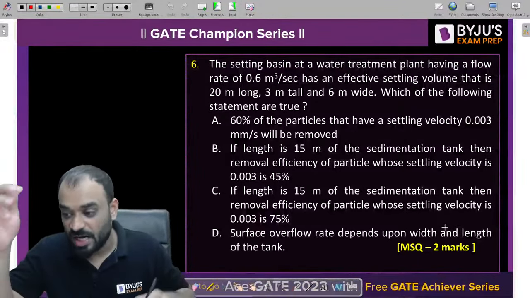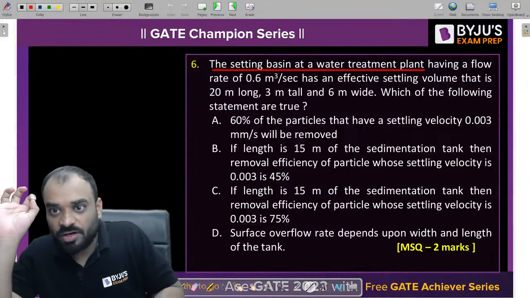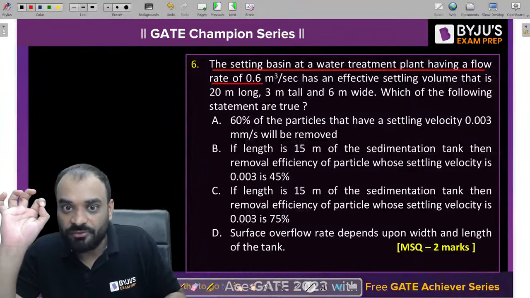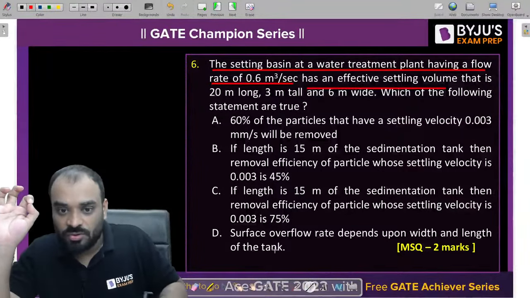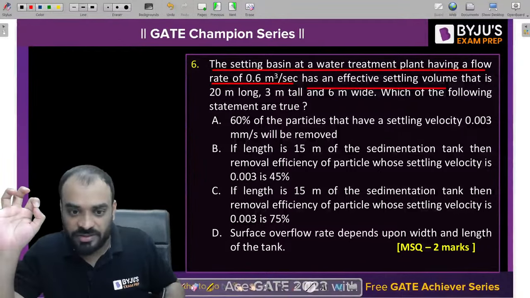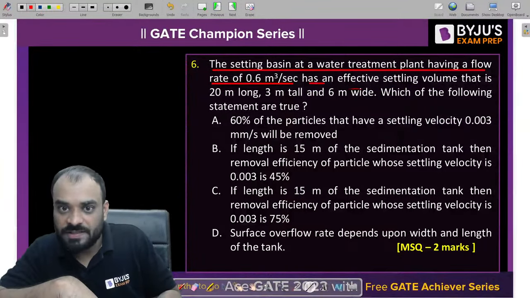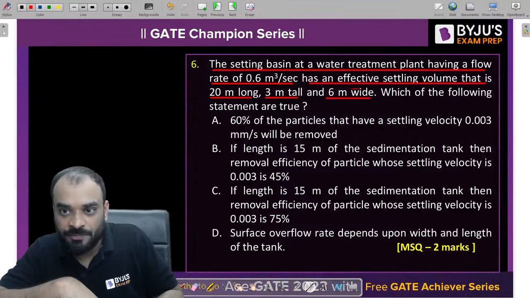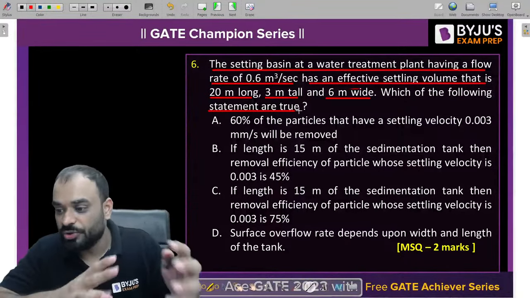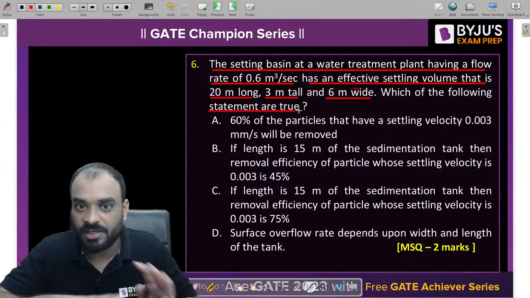So let's understand, guys, how we can solve such type of question. The settling basin at a water treatment plant has a flow rate of 0.6 meter cube per second, and the effective settling volume is basically 20 meter long, 3 meter tall and 6 meter wide. Now which of the following statements are true? You need to find it out, right? Which of the following statements is true for this particular case?